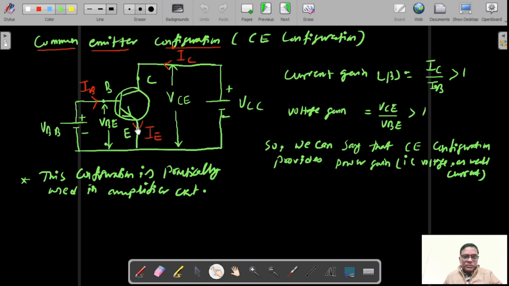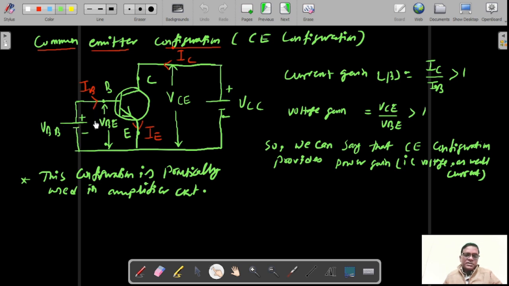When the emitter current is outwards, definitely the other two currents, that is IB and IC, should be inwards, according to Kirchhoff's current law. And we have already discussed that IE equals IB plus IC. So when IE is outwards, IB and IC should be inwards. Now according to this direction of current, when this current is outwards, obviously this battery polarity should be positive. And according to the direction of base current, this battery also should be positive.